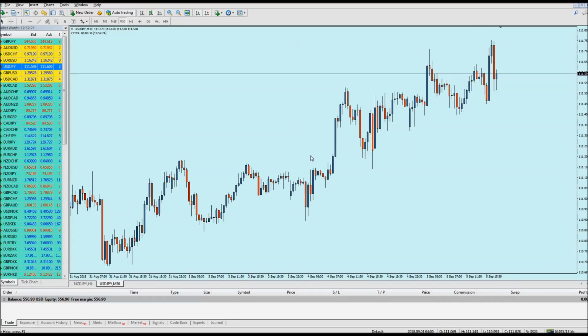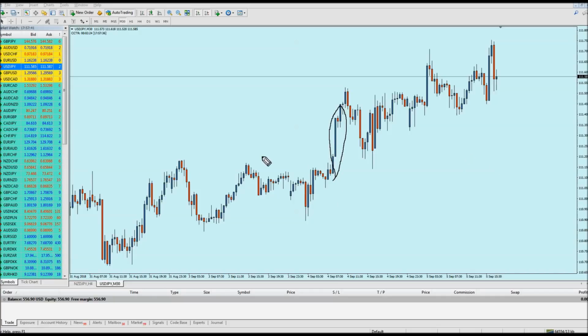The first question is for the beginners: what is a breakout candle? A breakout candle is simply a candle that has broken from a resistance or a support. For example, here we can see a breakout candle. And how do you know that? Because it has just broken from this resistance here. You can see this resistance, and this candle just broke this level.